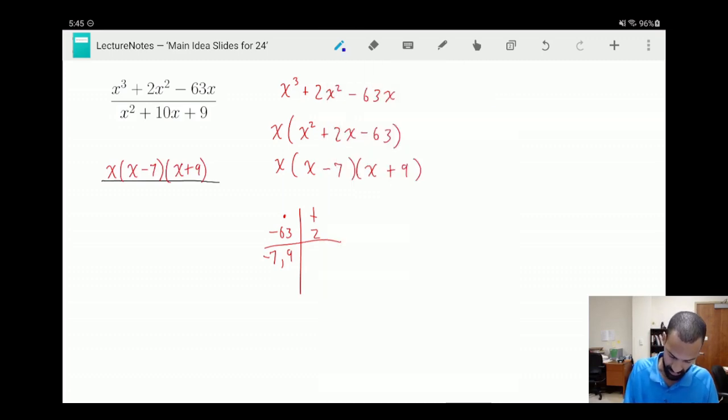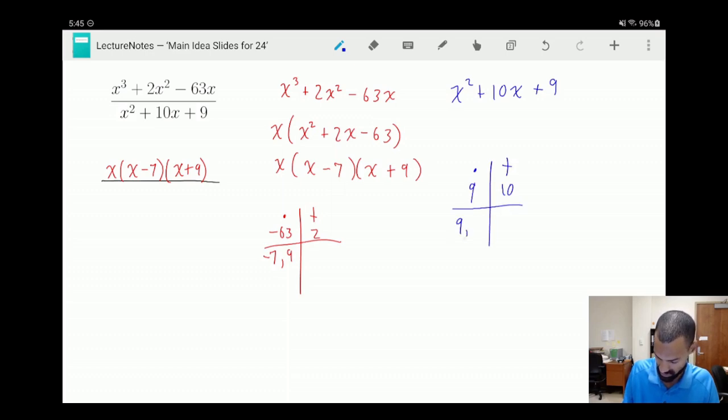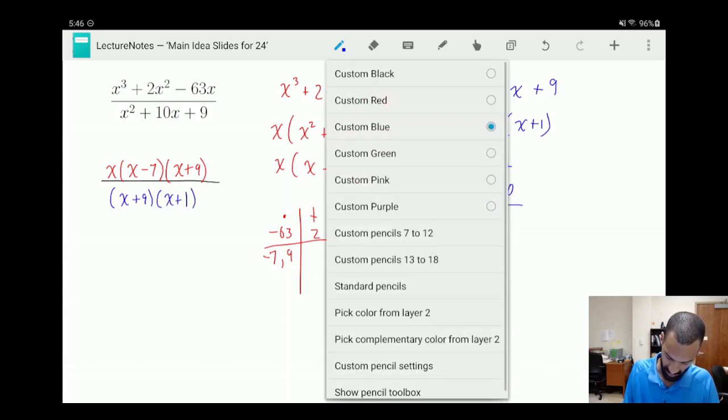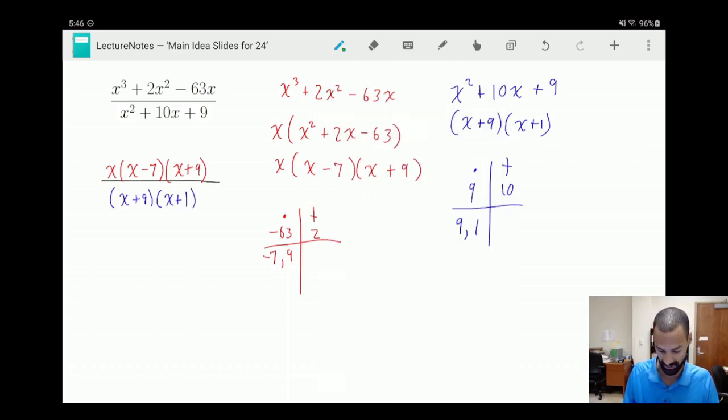Now for the denominator, x squared plus 10x plus 9. I need two numbers that multiply together to be 9 but add together to be 10. That one's not too hard. 9 and 1, right? 9 times 1 is 9. 9 plus 1 is 10. So this will factor to be x plus 9, x plus 1. Great. So now the top is factored, the bottom is factored.